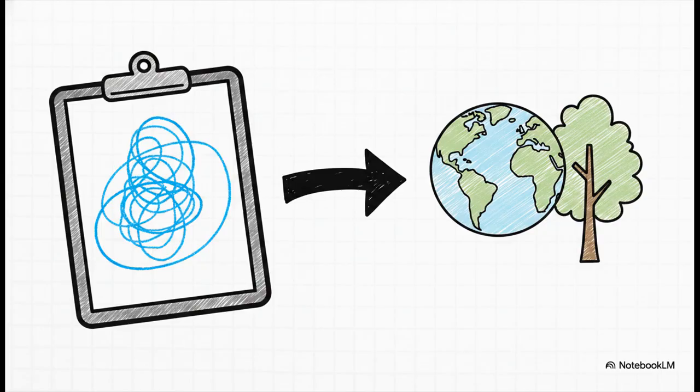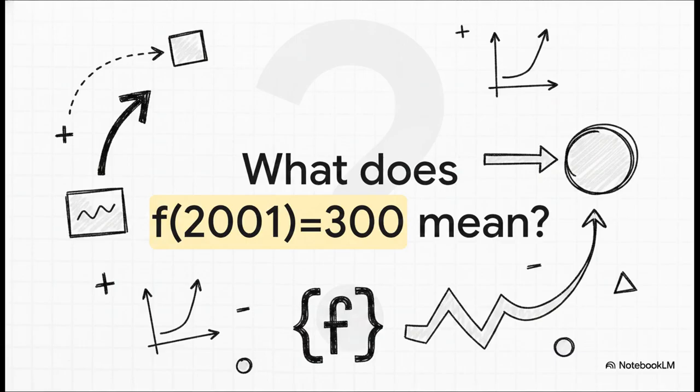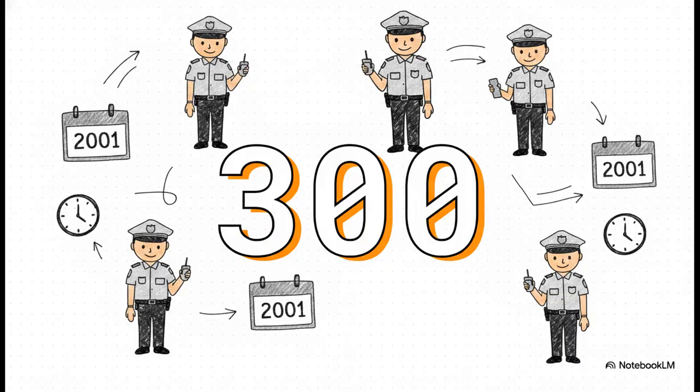Okay, enough abstract algebra. Let's translate this directly into the real world. Imagine a town where the number of police officers is a function of the specific year. So how would you translate this specific math statement into plain, everyday English? It simply means exactly 300 police officers were on the force in the year 2001.